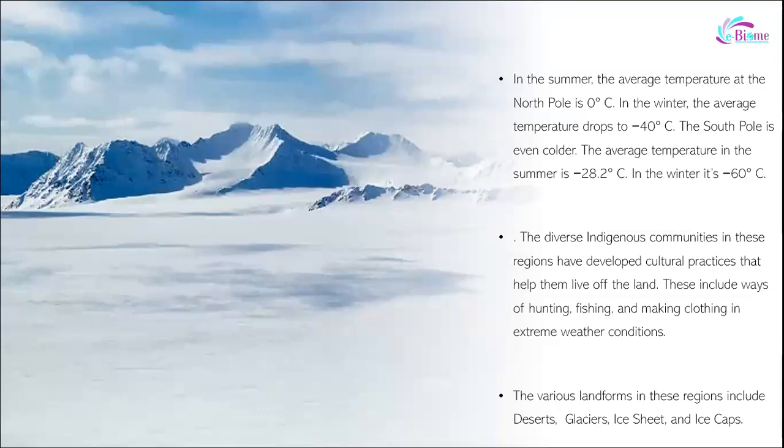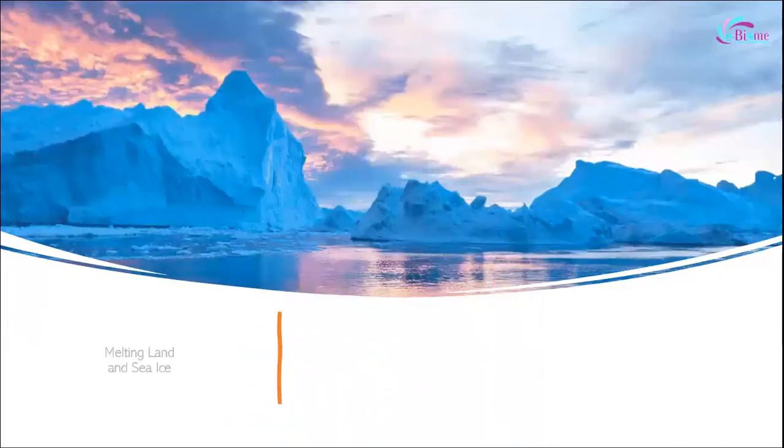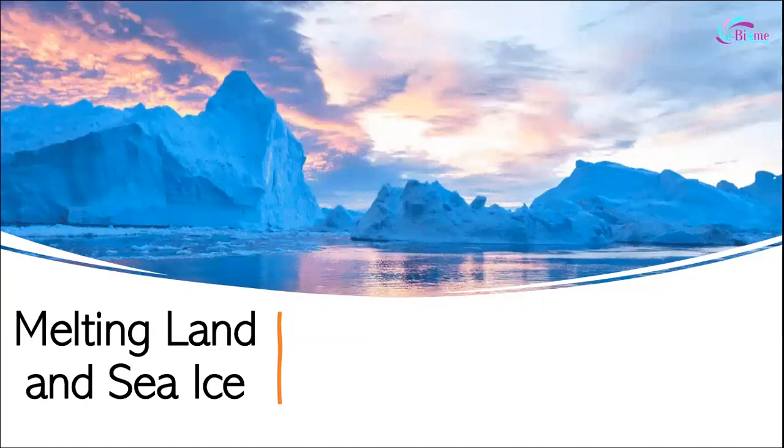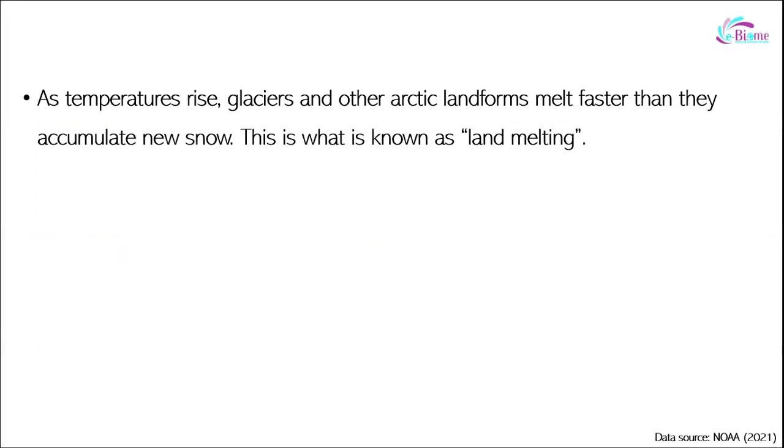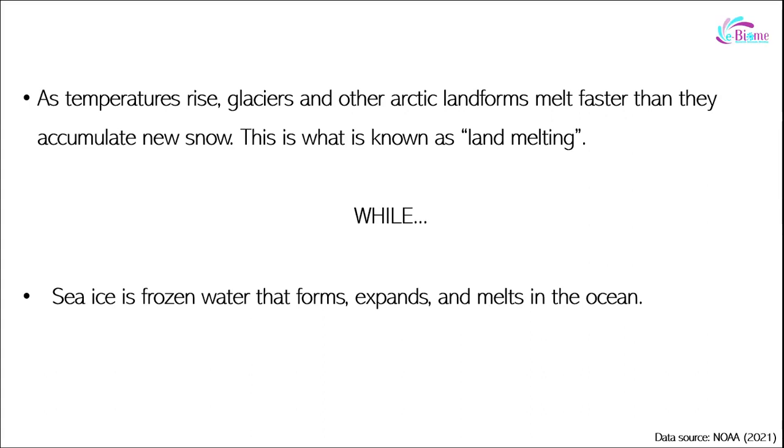Now, there are various landforms in these regions, just like any other region. You have deserts, glaciers, ice sheets, and ice caps. Melting land and sea ice: know the difference. What's the difference between the two? As temperatures rise, glaciers and other Arctic landforms melt faster than they accumulate new snow. This is what is known as land melting, while sea ice is frozen water that forms, expands, and melts in the ocean.